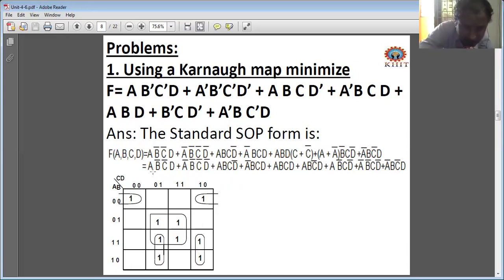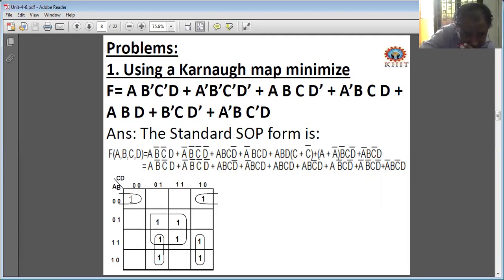Now here, what is given? A, B bar, C bar, D is given. A, B bar, where is that? A, B bar, here it is. A, B bar, C bar, D means this one, this one. Similarly, go for A bar, B bar, C bar, D bar. C bar, D bar means this one, this one.